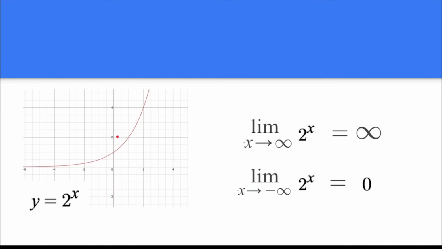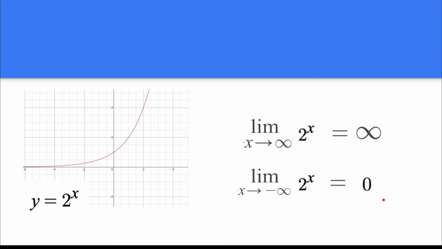Now we can also look at another function to show limits. This is the graph y equals 2 to the power of x. As x becomes really big, infinitely big, 2 to the x approaches infinity because it just keeps going up. But as x goes really small, 2 to the x approaches 0, because we know that there's a horizontal asymptote at y equals 0. If you look at the function on the left-hand side, you'll see that this line just keeps getting closer to y equals 0. So that's why it's equal to 0.